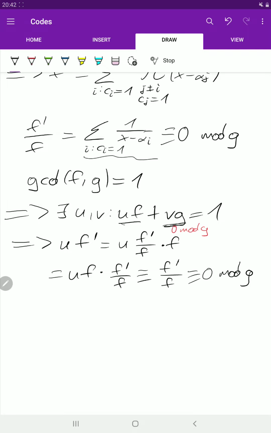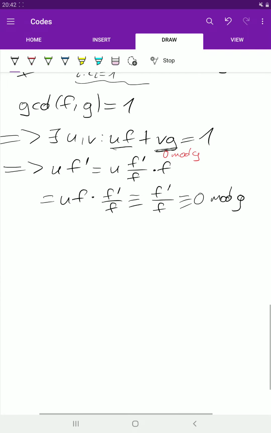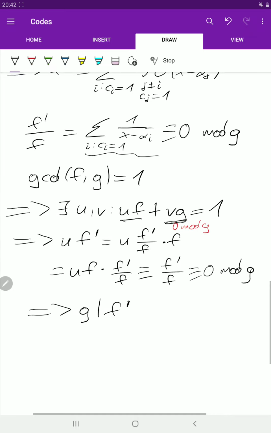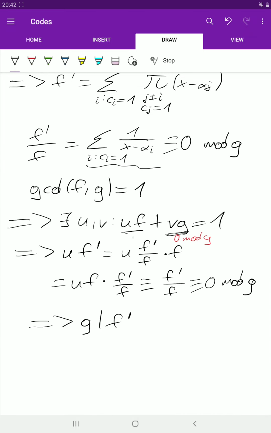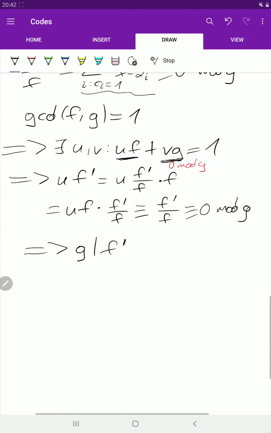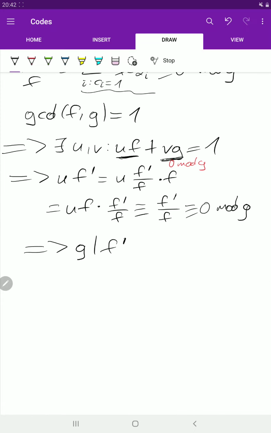Okay, so that's good, because now let's see, what does this mean? This means that g divides f prime. At first we get that g divides uf prime, but we see from this equation that g is coprime to u, so g has to divide f prime.